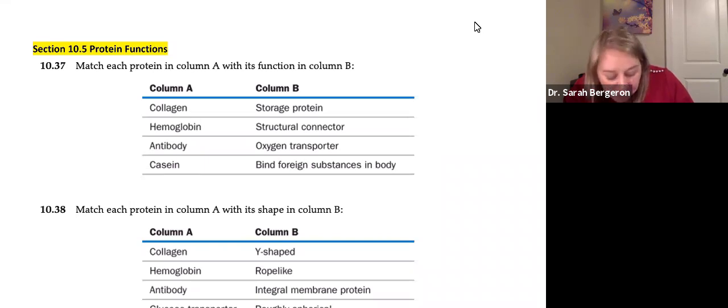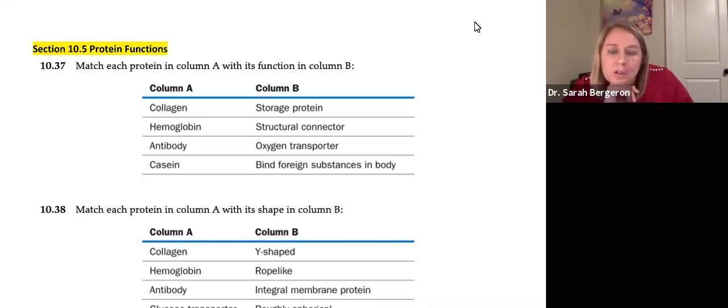Hemoglobin we talked about as being an oxygen transporter, something that carries oxygen. So we have hemoglobin and we have myoglobin. Hemoglobin's in our blood, myoglobin's in our muscles, right? Antibodies are there to recognize and bind to foreign substances in our body. And the last one we said casein was a storage protein, right, in milk.